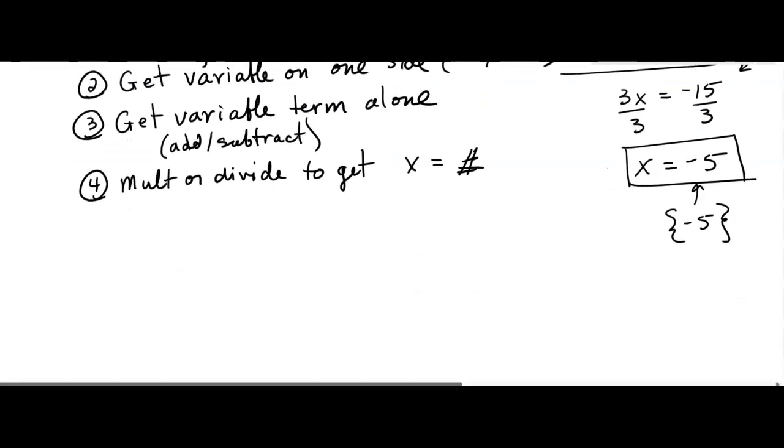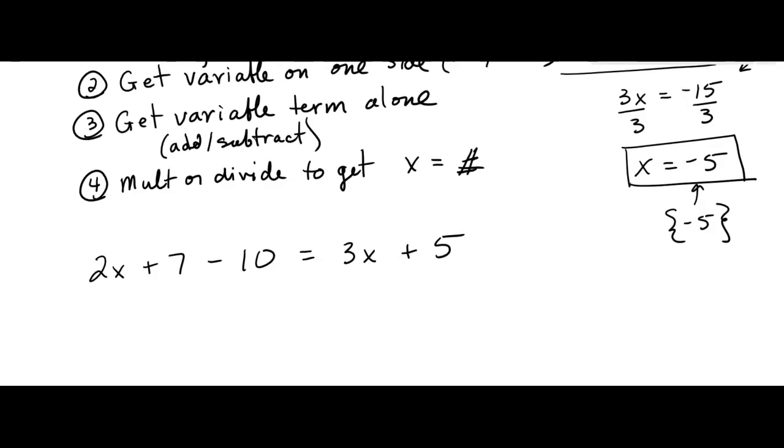So let me give you just a quick little example here. Let's say you have 2x plus 7 minus 10 equals 3x plus 5. Okay, something like that. I'm just making up numbers. So when we talk about step 1, simplify each side. Well, on the left, I could combine the 7 and the minus 10. So I'm going to write 2x minus 3 equals 3x plus 5.